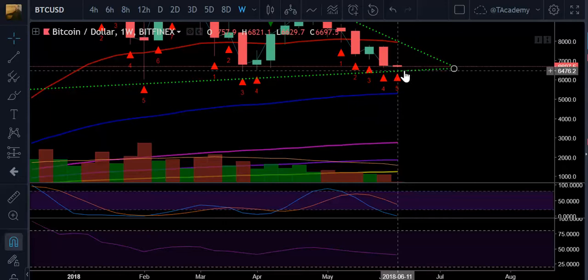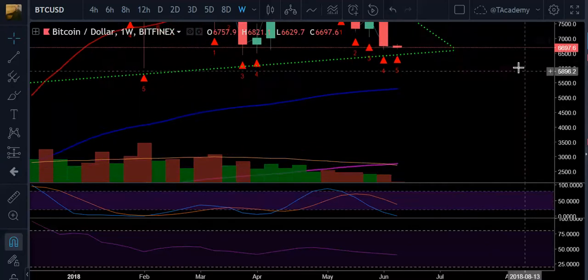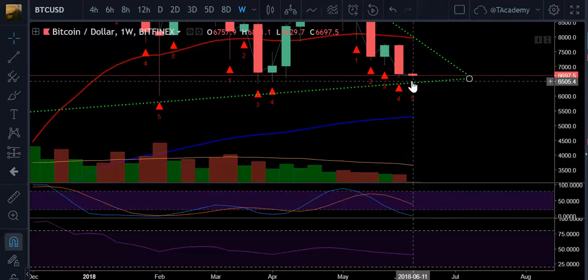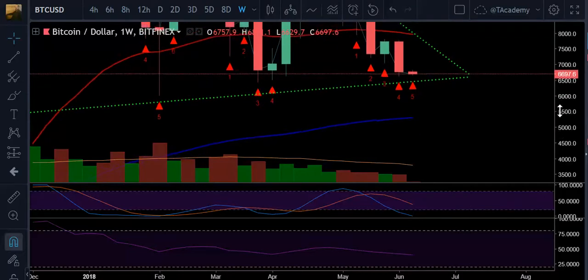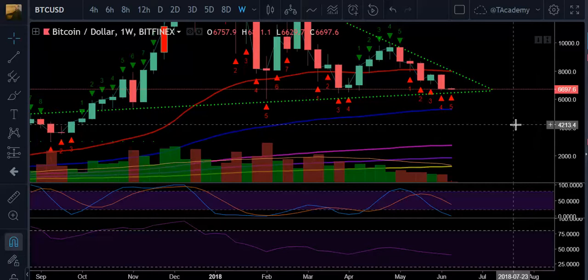But what I expect: if Bitcoin goes below 6,600, at the moment it is 6,697, if it gets to 6,600, we're going to short it to the ground. Where is the ground? I expect it somewhere here, 6,450, a little bit higher, 6,500 to 6,450. This is my first target for the short, and I expect it to happen.